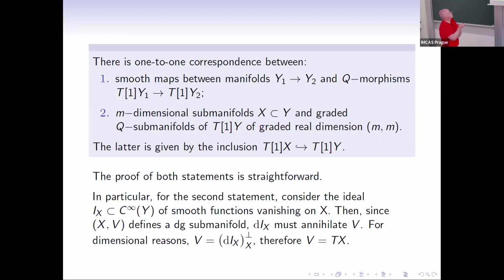I really like a few lines of the proof. There is a one-to-one correspondence between smooth maps between manifolds Y1, Y2, and Q morphisms from T[1]Y1 to T[1]Y2. And m-dimensional submanifolds X inside Y are in one-to-one correspondence with graded Q submanifolds of dimension m|m of T[1]Y. And as I said, the latter is given by the inclusion. Okay, and here is a simple proof.